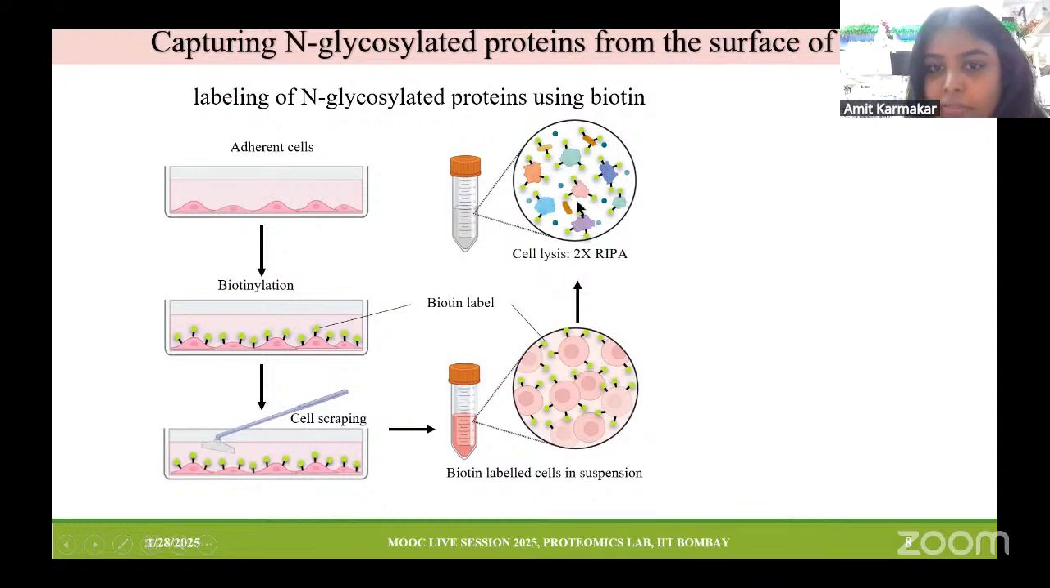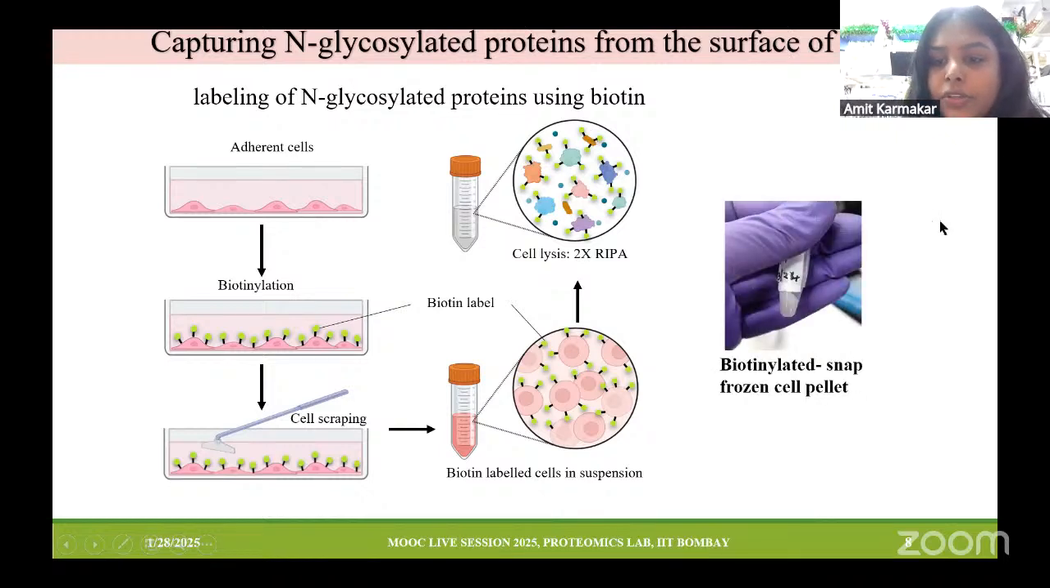Now, when we lyse the cell, the cell is broken open, but in the solution, only the proteins that were outside of the cell, and some secretory proteins and other proteins, a small fraction, will be biotinylated, right? And other intracellular proteins will not be biotinylated. So here I'm showing how we have biotinylated and snap frozen the cell pellet. At this point of the experiment, you can freeze that pellet for a longer period of time at -80°C or in liquid nitrogen for future use.